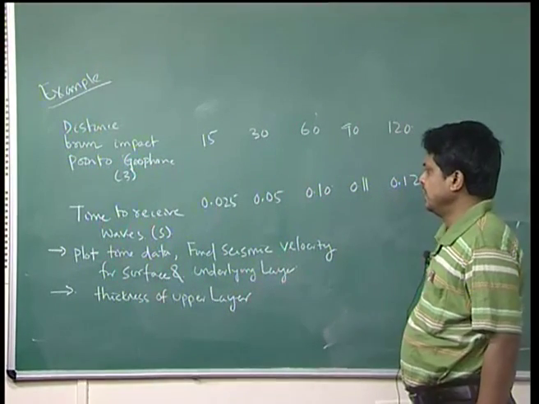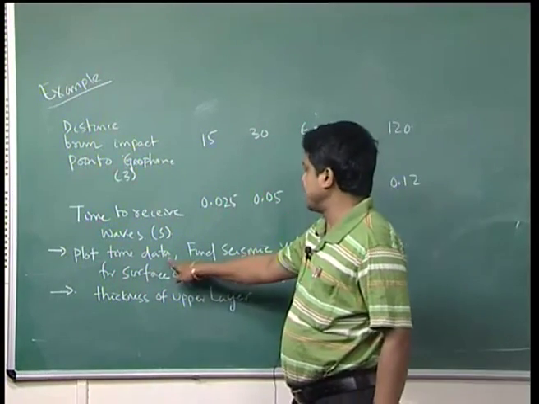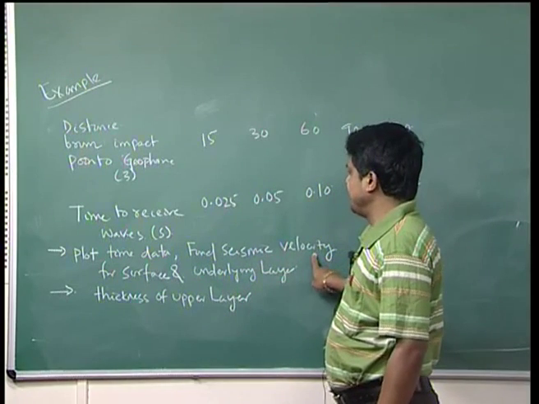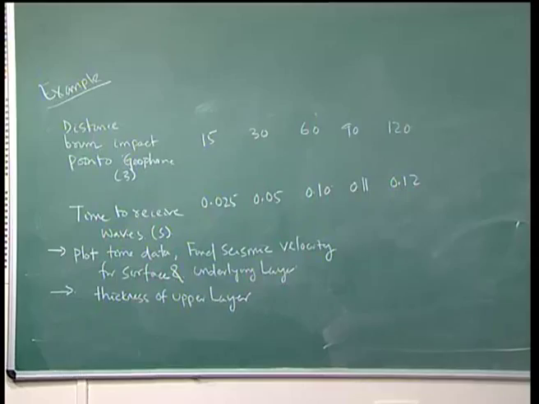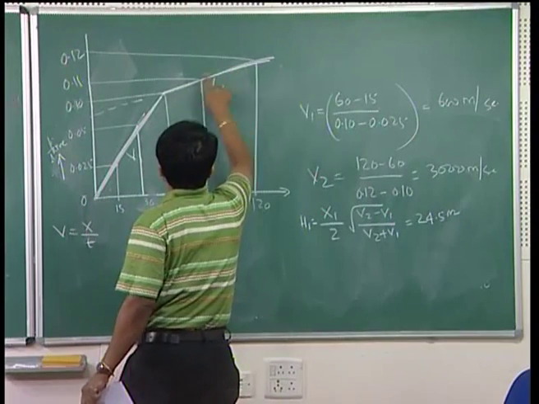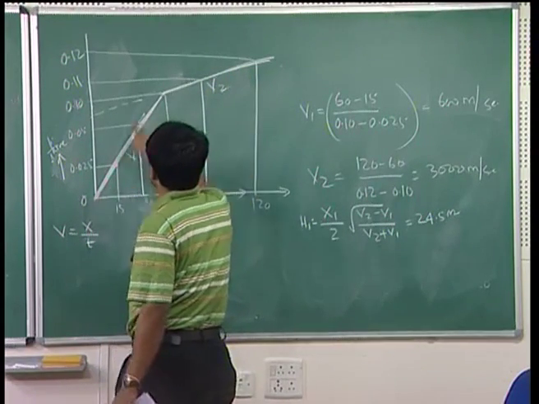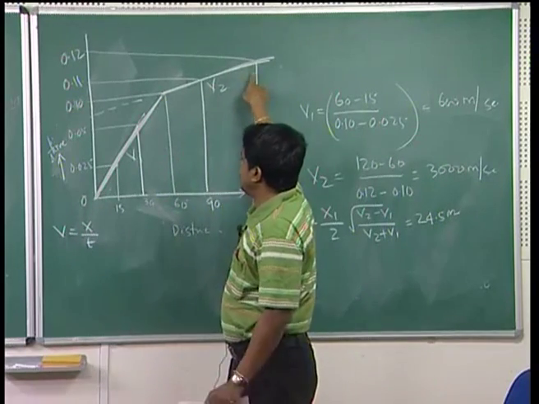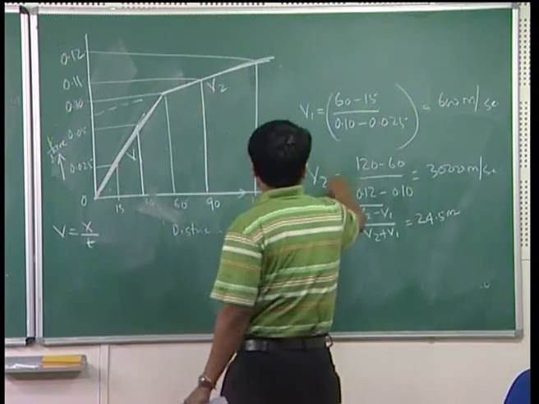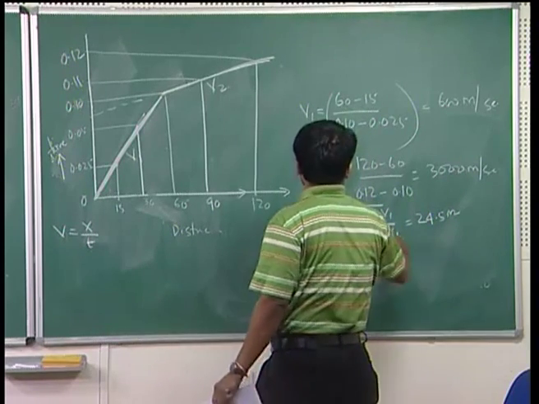So, the question is to plot the time data and find the seismic velocity for the surface and underlying layer. This is your underlying layer, because this velocity profile says it refracted. So, V1 and V2 we calculated, then from there H1 has been calculated.